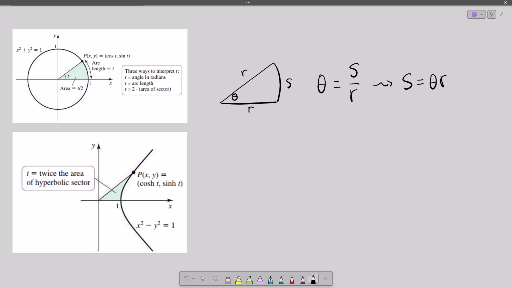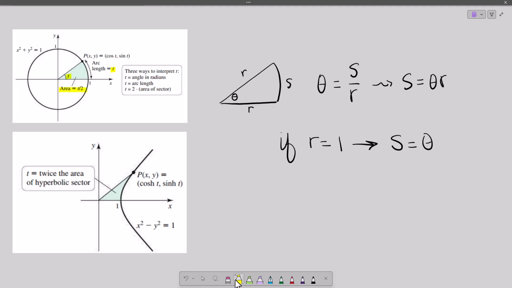Now if we're on the unit circle, if r equals 1, then the arc and the angle are the same. Which is why you will hear the expression arc sine instead of inverse sine, because arc and angle are the same on a unit circle. So, if we call the angle t, that means that the arc is t. So if you use t as your independent variable, cosine t, sine t, then the angle and the arc are the same.